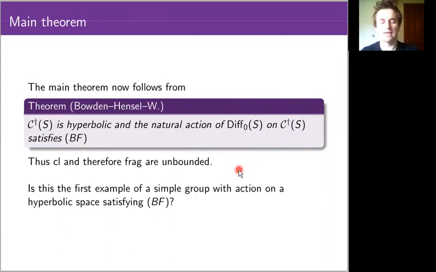And I'm going to end my talk now with a thought, or question rather. Is this the first example of a simple group with an action by isometries on a hyperbolic space satisfying the Bestvina-Fujiwara condition? Do you know of any other such groups satisfying this? I'm not sure. So this is possibly a first.